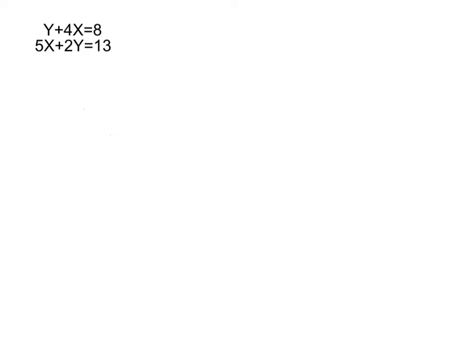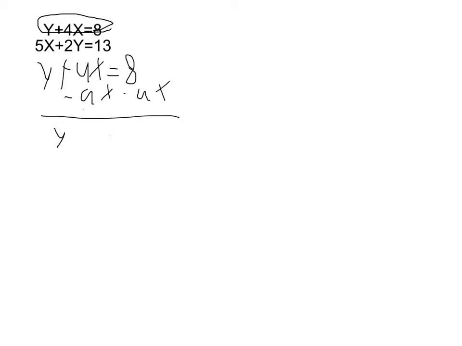Here's our first sample problem for systems of equations, and we'll be solving this with the substitution method. So what we do is we take one of the equations. I decided to take y plus 4x equals 8, and I'll just write that back down here so we can use it. Now we subtract 4x from both sides to get y by itself. So we get y equals negative 4x plus 8 after we do that.